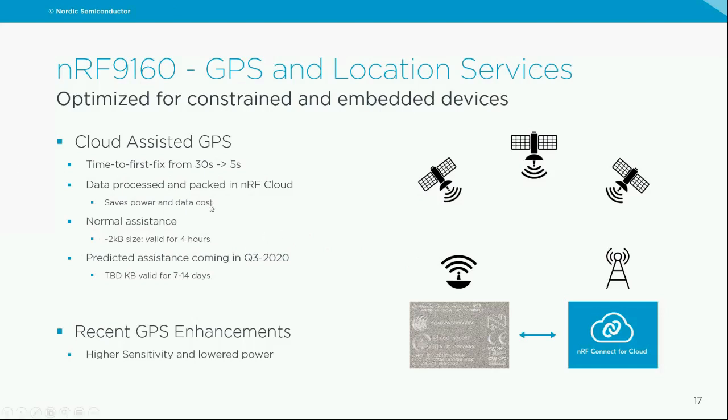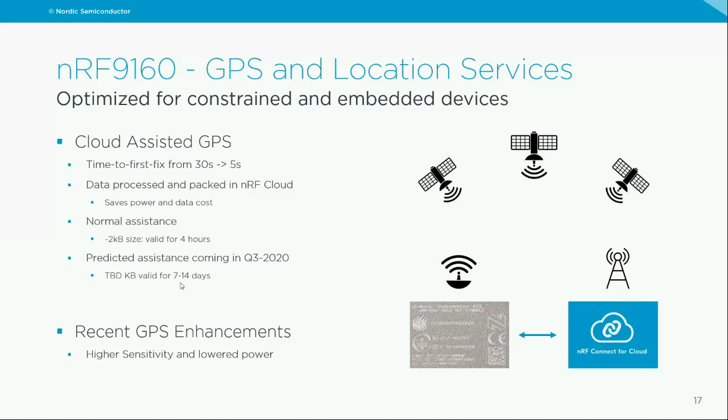We will also in Q3 offer what we refer to as predicted assistance, where you can download a larger packet of data, which is then valid for 7 to 14 days. This means you can have assisted GPS even without reconnecting to the cellular network very often. It can be good for saving power, and it can be good if you know that you have an application that may be out of cellular reach for a period, but you still want to track where the device has been and be able to track location or movement of equipment, persons, animals, and so on.